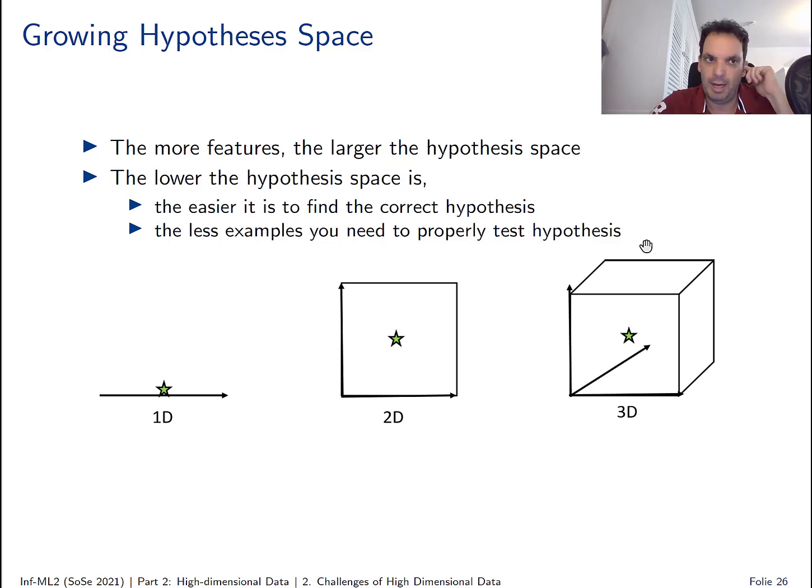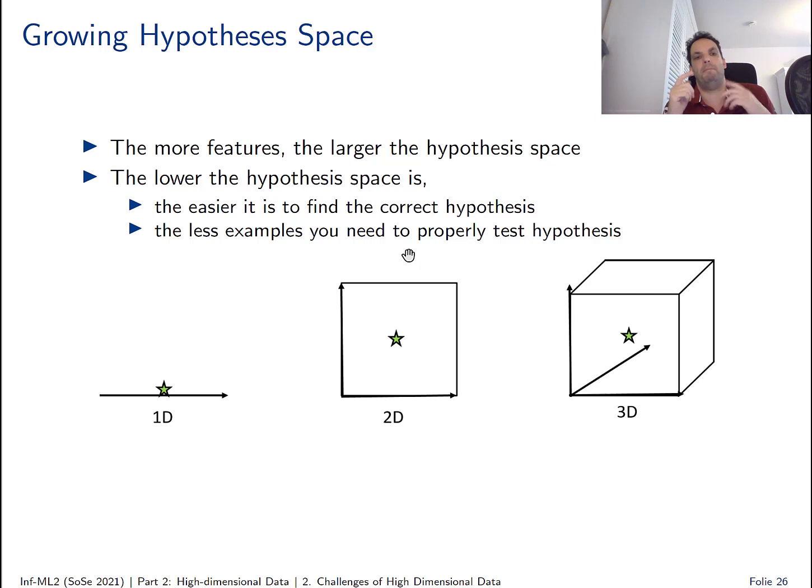So growing space, meaning also growing hypothesis space. If we have more features, of course, the hypothesis space grows. The lower the hypothesis space is, the easier it is to find the correct hypothesis. I think that's quite intuitive. And of course, also the fewer examples you need to properly test a hypothesis. I mean, just think about some linear dependency, maybe.